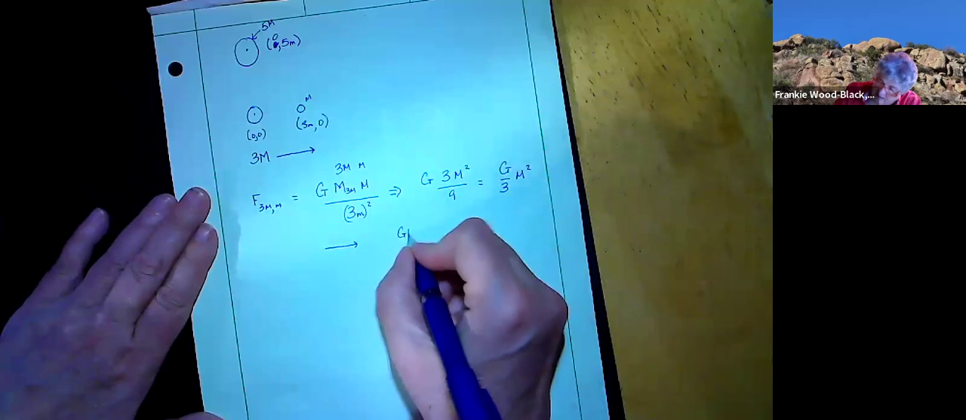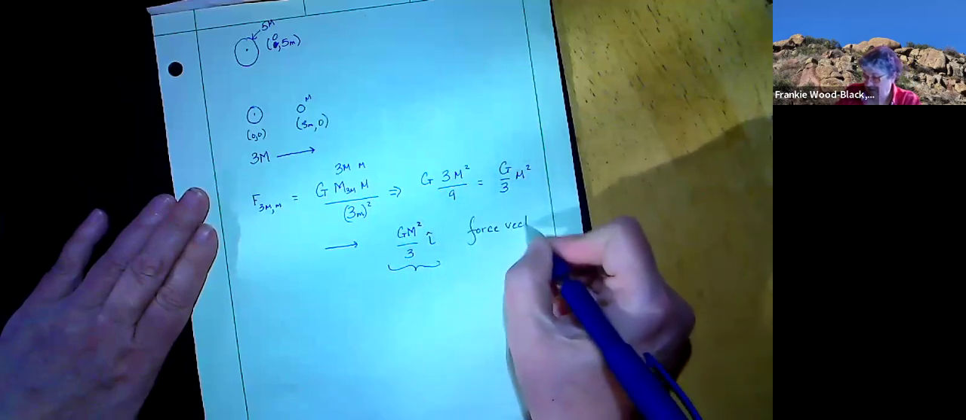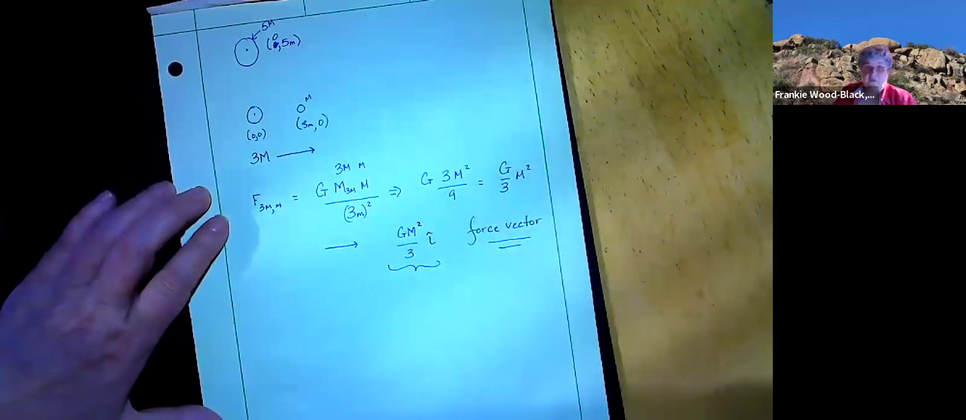And we know that force is going to look like this. And that's going to be G m squared divided by 3, and it's only in the i direction. And so that's my force vector. So I've got my force vector.